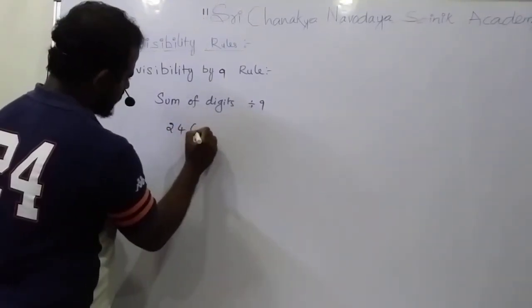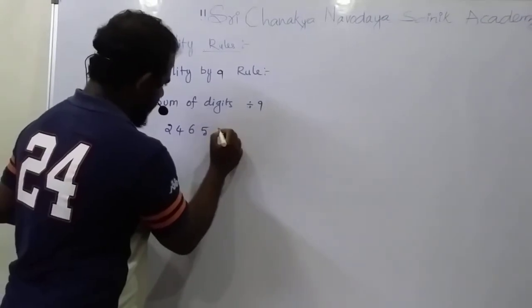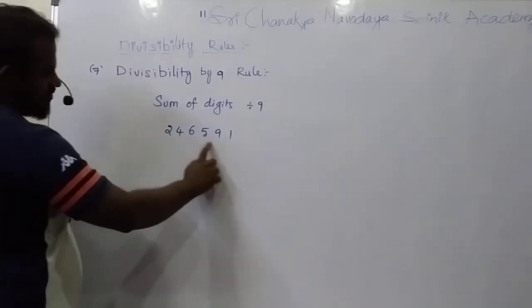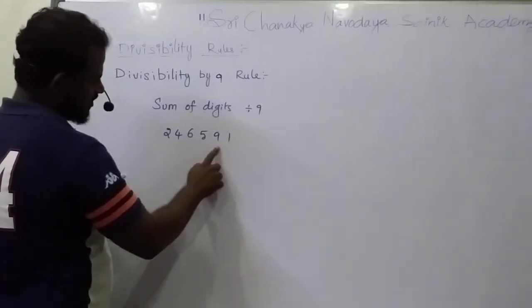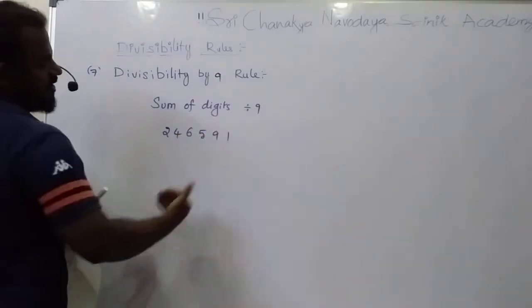2, 4, 6, 5, 9, 1. So this is the 6-digit number. In the question he gave this 6-digit number, and he will ask us to check whether this given number is divisible by 9 or not.